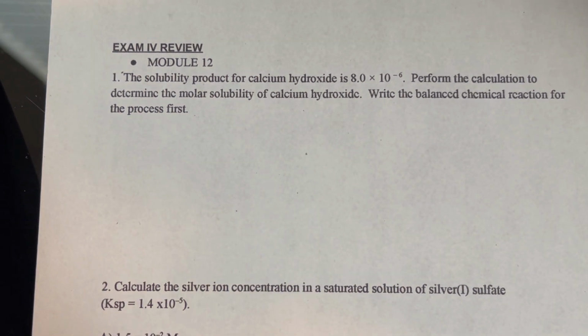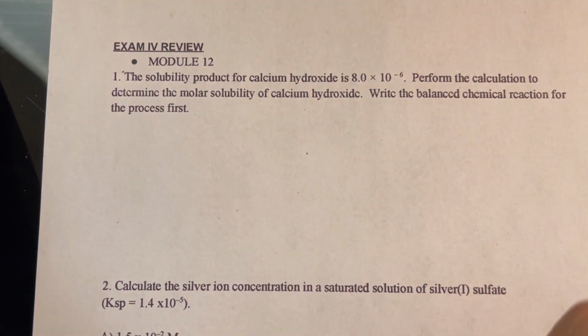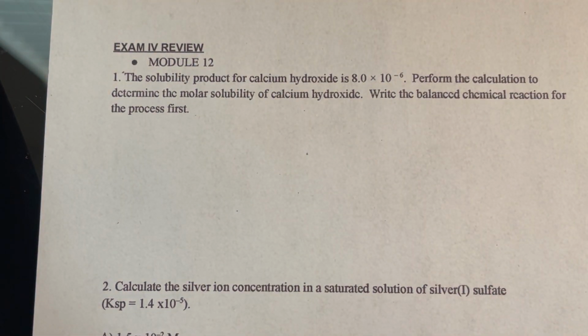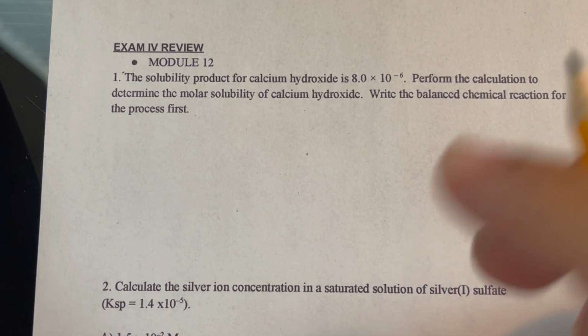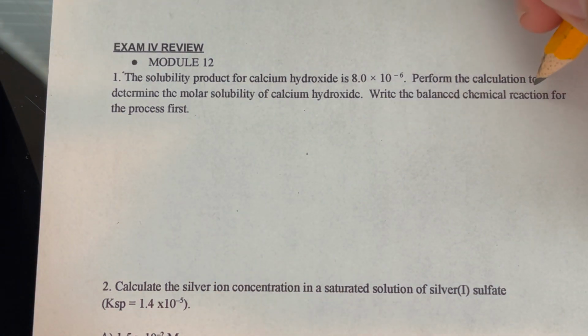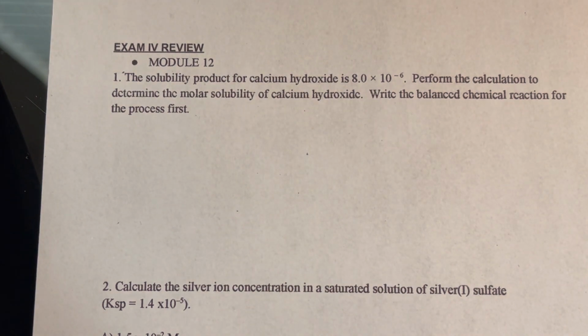So the first problem says the solubility product for calcium hydroxide is 8 times 10 to the negative 6. Perform the calculation to determine the molar solubility of calcium hydroxide. Write the balanced chemical reaction for the process first. Okay, so we want to write a reaction.